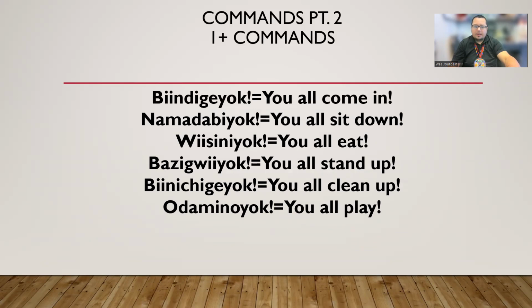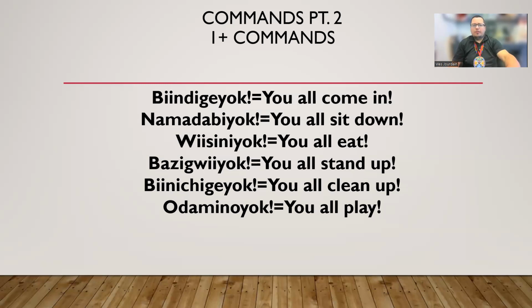And our last one, we have our word odomino, which means she or he plays. And to command more than one person to play, we're going to add yok to the end of that. Odominoyok. You all play. And I believe this one sounds funny for me to say, but it might be odominoyog. No. Back that up. Odominog. Okay, because odomino would be one person. Odominog, I think, would be just the G pattern for you all play.